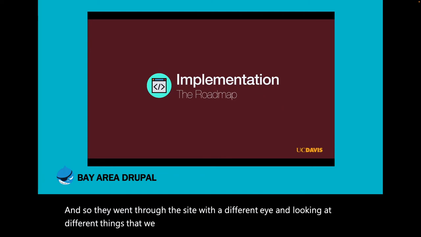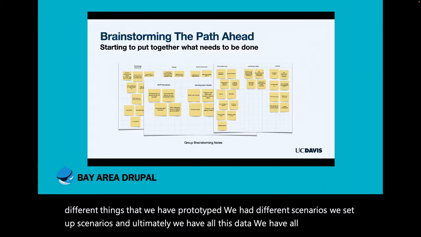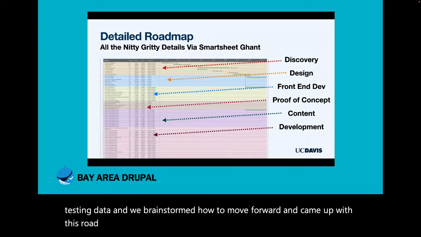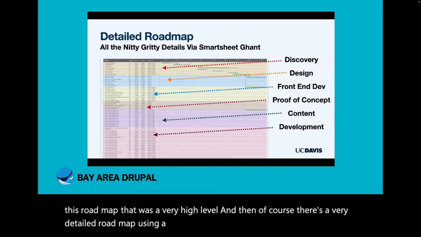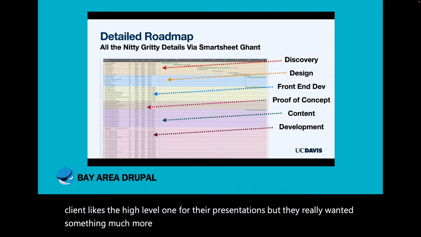We had different scenarios. We set up scenarios. And then ultimately, we have all this user testing data. We brainstormed how to move forward and came up with this roadmap that was very high level. And then, of course, there's a very detailed roadmap using a Gantt chart and Smartsheet, because the client liked the high level one for their presentations, but they really wanted something much more detailed for actual implementation purposes.